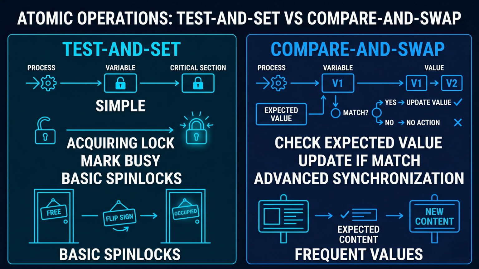Now let us compare test and set and compare and swap in a practical way. Test and set is simpler and mainly used to acquire a lock by marking it busy. Compare and swap is more general because it checks for a specific expected value before updating. Test and set often works well for basic spinlocks. Compare and swap works well for more advanced synchronization where values may change frequently. If test and set is like flipping an occupied sign on a room, compare and swap is like changing the sign only if it still says what you expected.